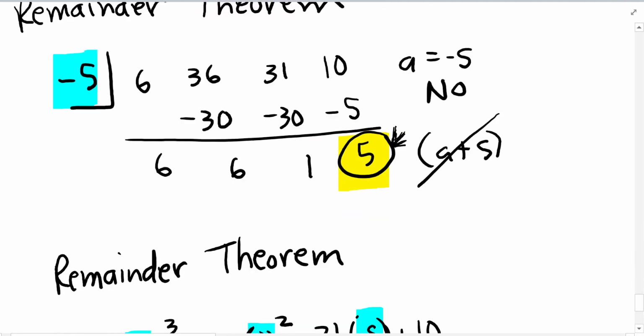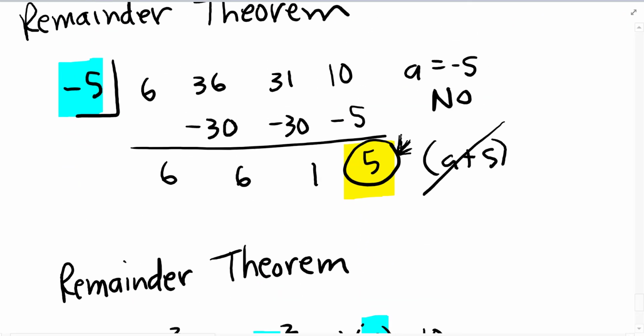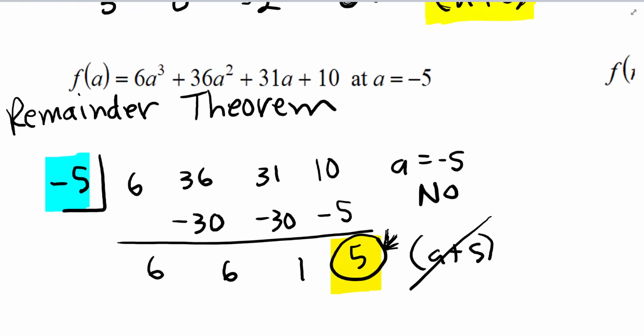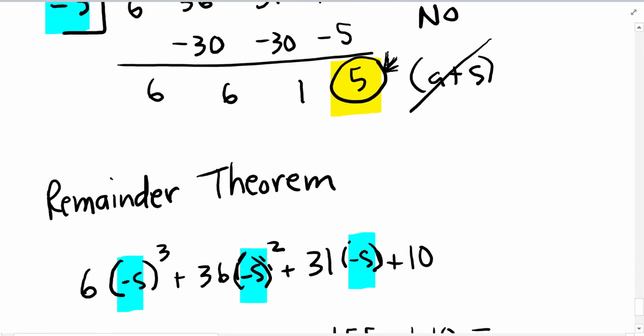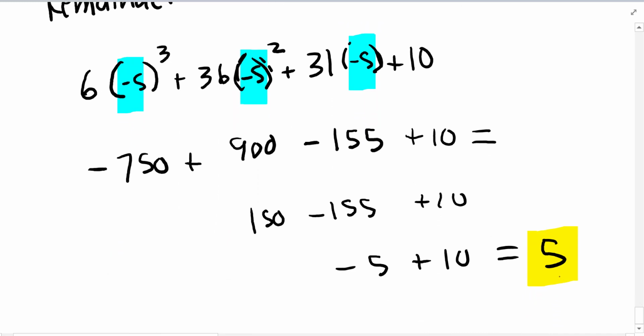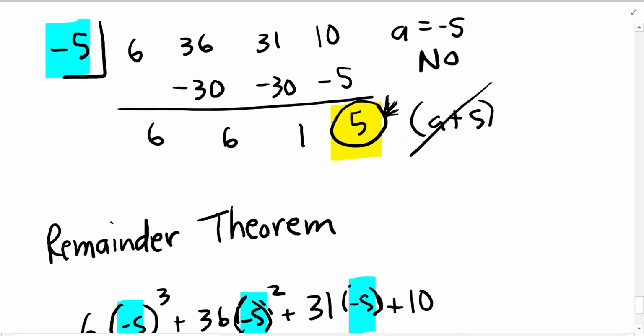Here is the cool thing. The remainder theorem says, well, if you take -5 and where all the x's are, or in this case, where all the a's are, if you plug -5 into those, so that's what we did right here, look at what you're left with. You're also left with 5 as the answer.